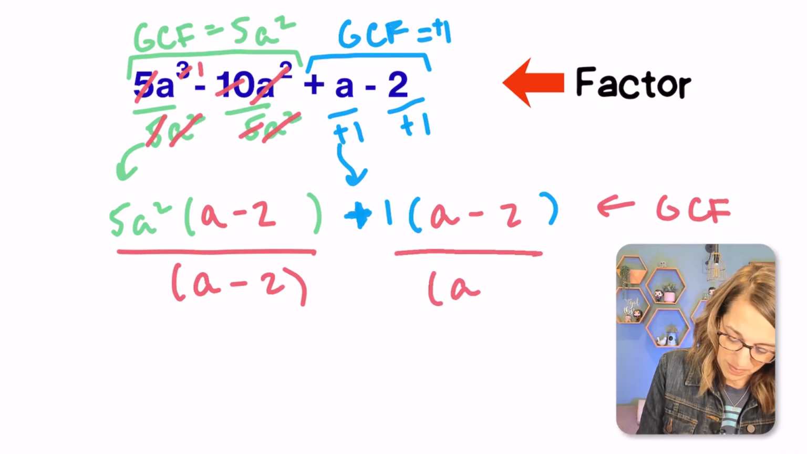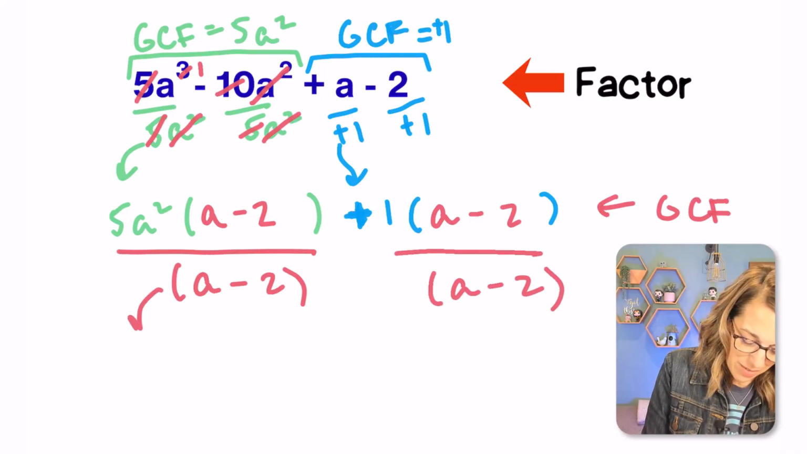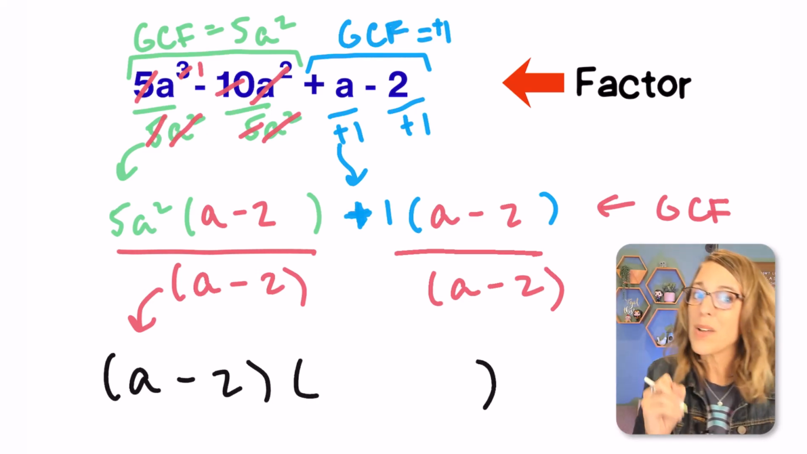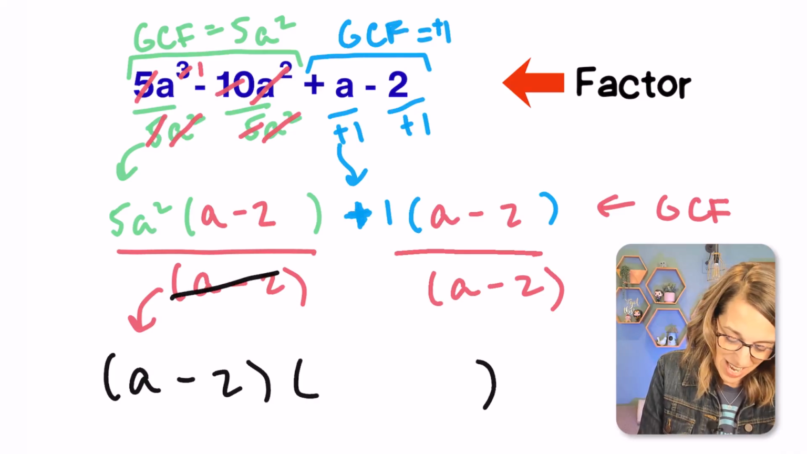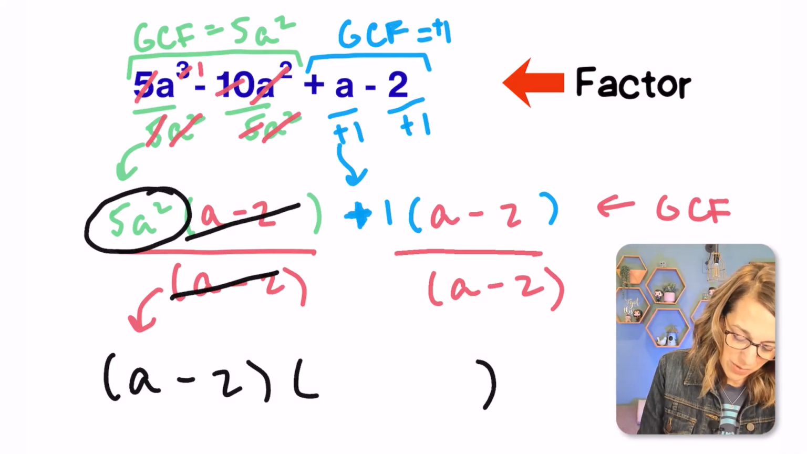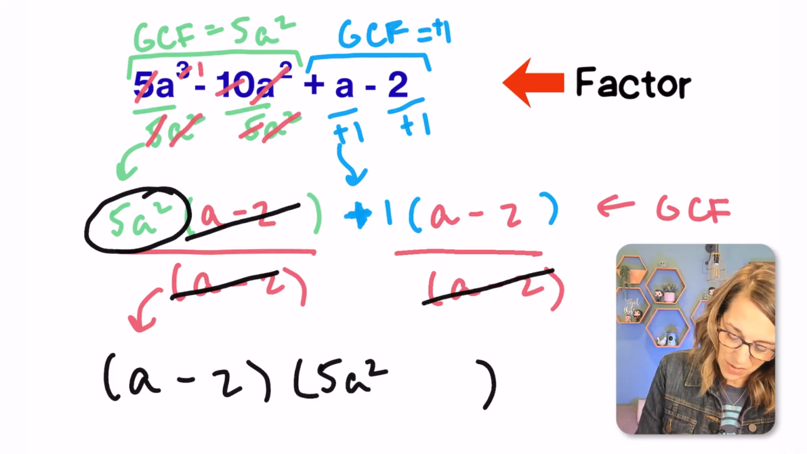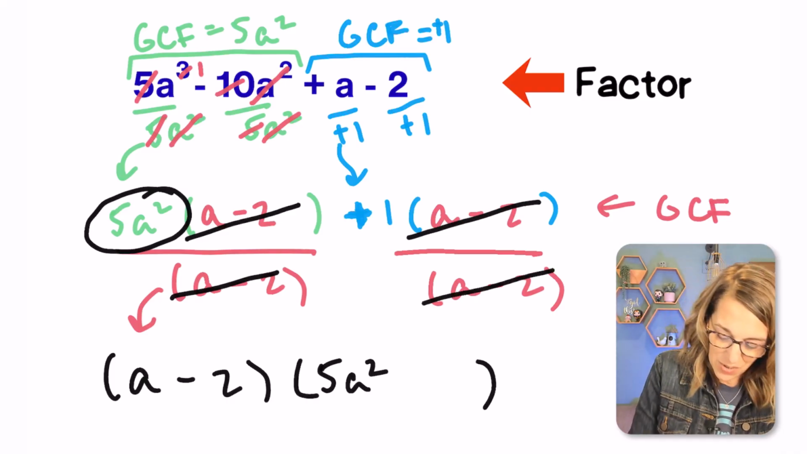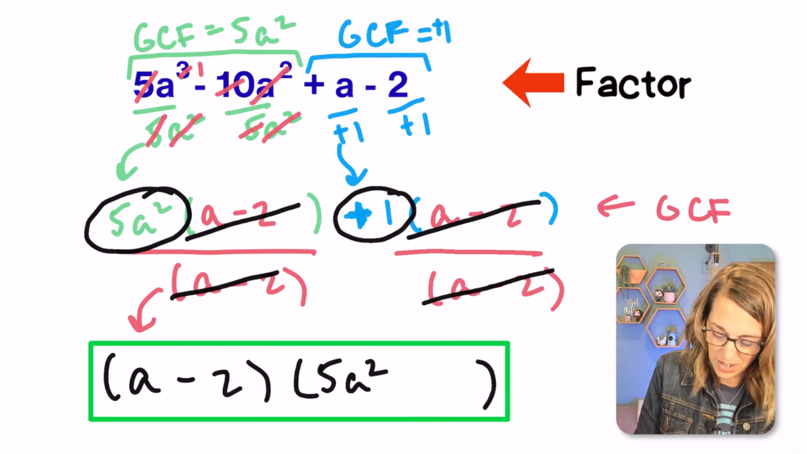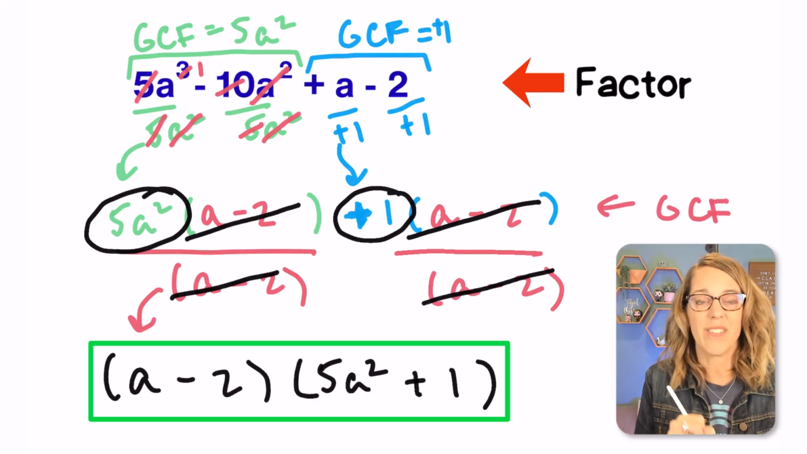A minus 2. I'm going to slide that out in front. I'm actually going to write everything in black this time. So I'm going to slide out that a minus 2 in front. And what am I left with? I can cancel the a minus 2. Here I'm left with a 5a squared. And in the second group, I can factor out that a minus 2, and I'm left with, the sign is super important here, a positive 1.